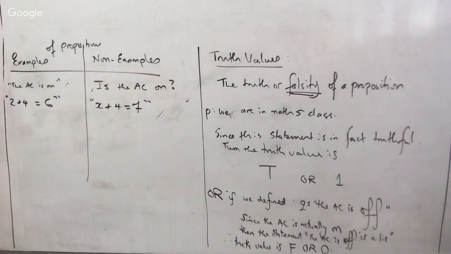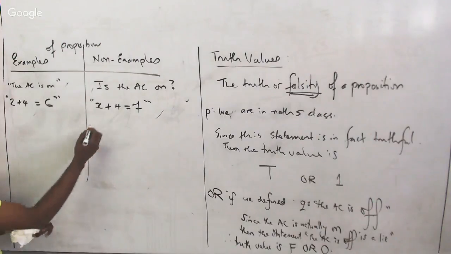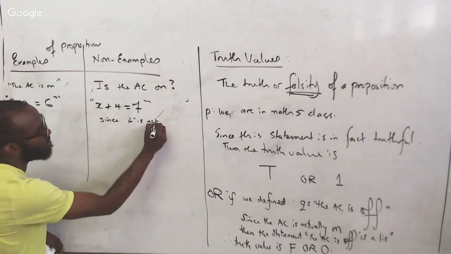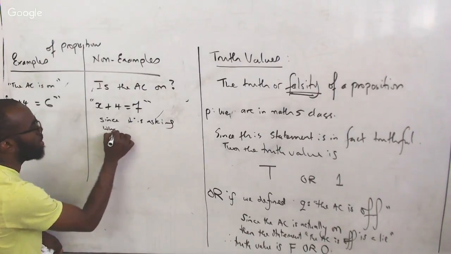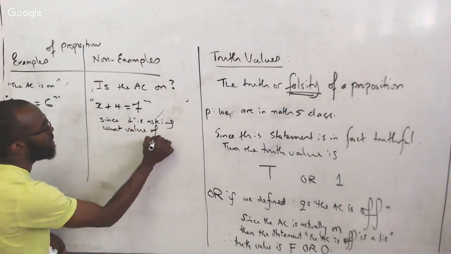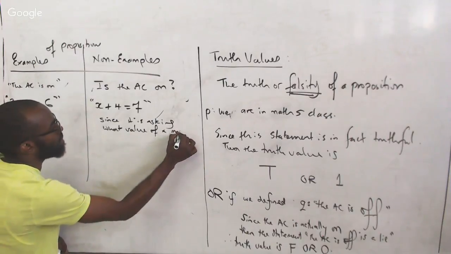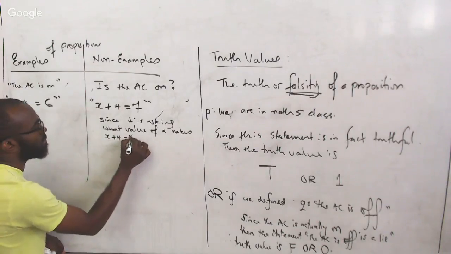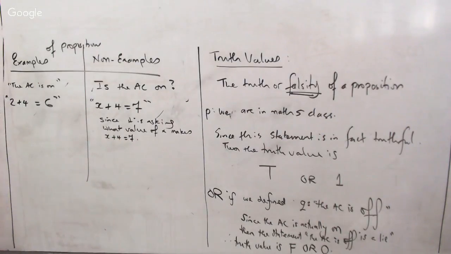I'm going to reach out to the graph. So x plus 4 equals 7 is not a proposition since it is asking what value of x makes x plus 4 equal to 7. That's really what it's asking. It's always asking to solve for x. It's asking a question in a sense, right?